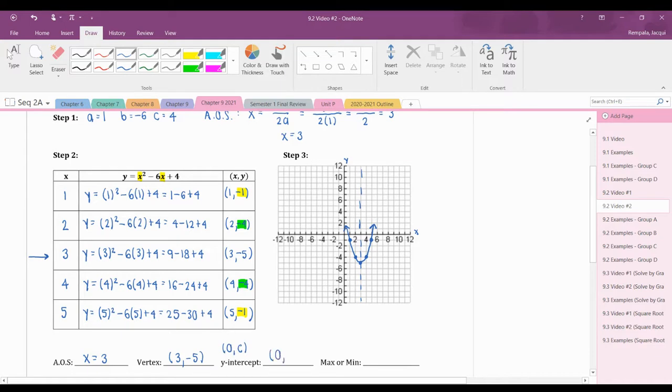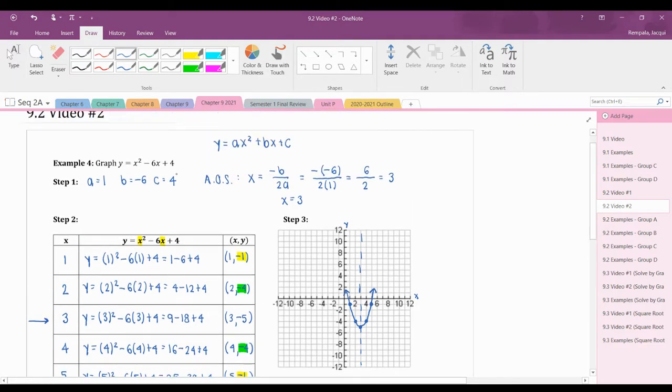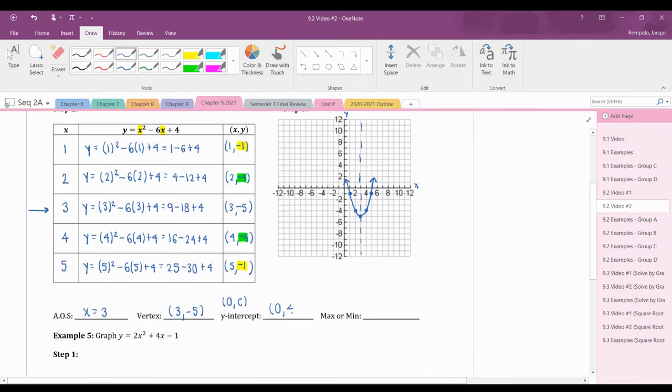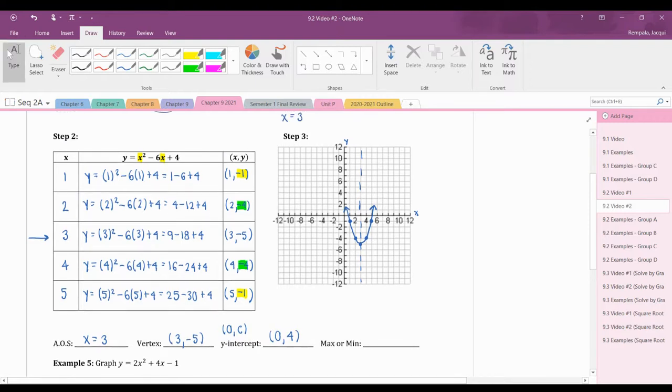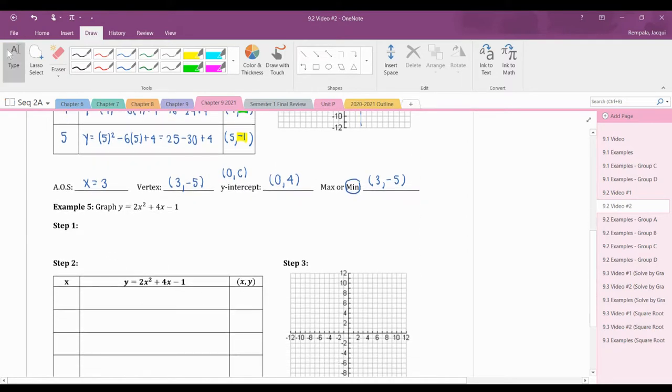So I know it's going to be 0. If I go back up, notice how we identified c. C is 4, so (0, 4) is going to be that y-intercept. If I have a minimum or a maximum, notice that because the graph is opening up, that means we have a minimum. And remember, that is always at the ordered pair that is our vertex, so (3, -5). And there's our graph. Let's take a look at another one.